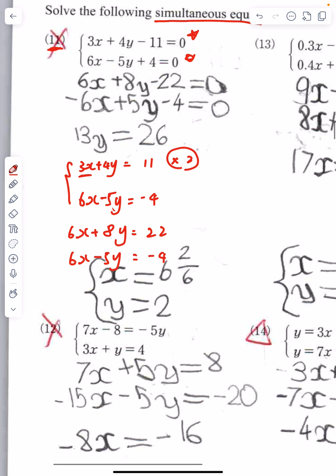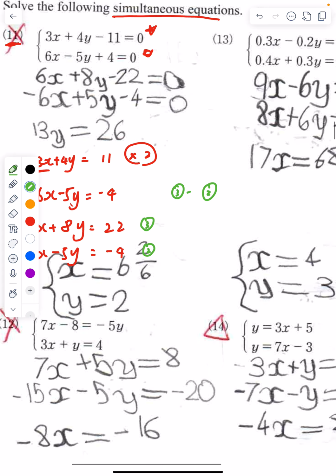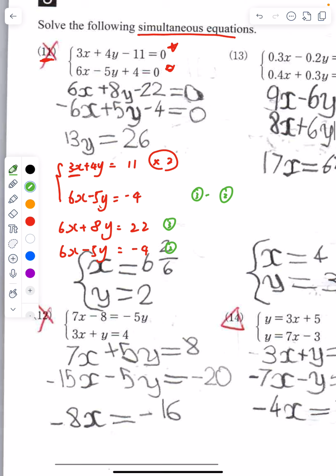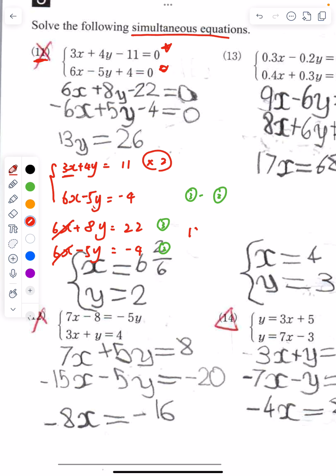Then I will use this equation, we call it equation number 3, subtracting equation number 2. So use 3, subtract 2. What you will be getting is 6x minus 6x is gone. 8y minus negative 5y will be positive 13y, and is equal to 22 minus negative 4, which is 26. So y is equal to 2.